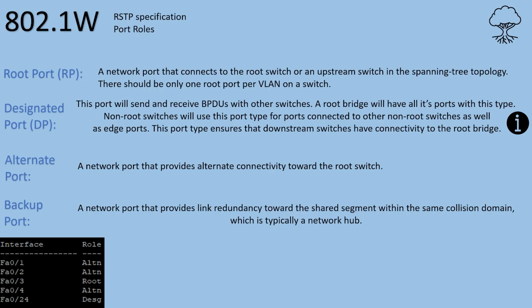Alternate port: a network port that provides alternate connectivity toward the root switch. Backup port: a network port that provides link redundancy toward the shared segment within the same collision domain, which is typically a network hub.